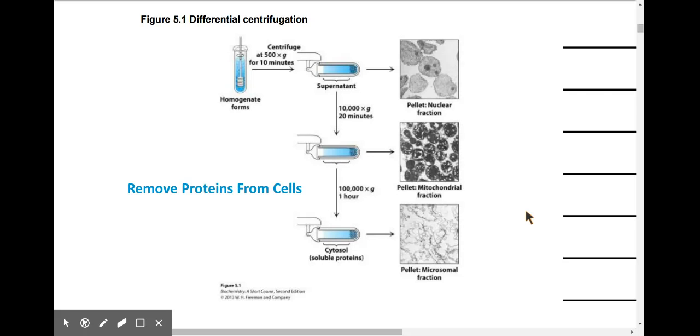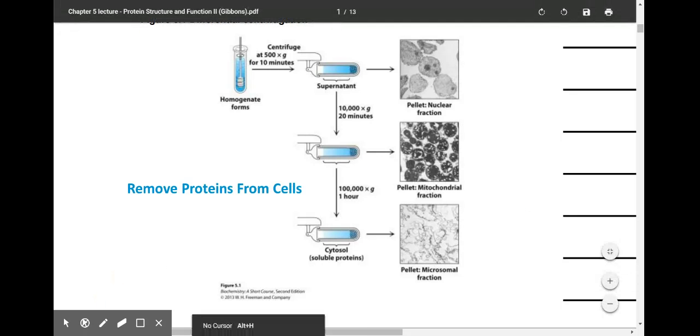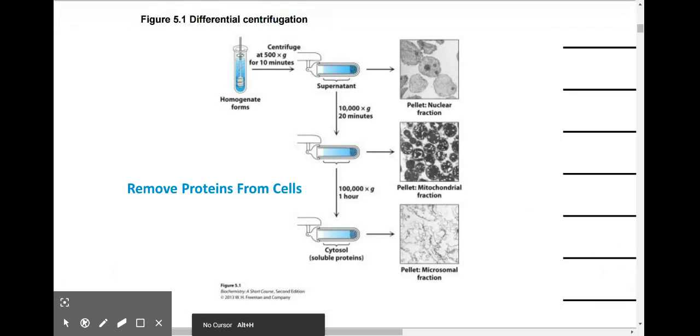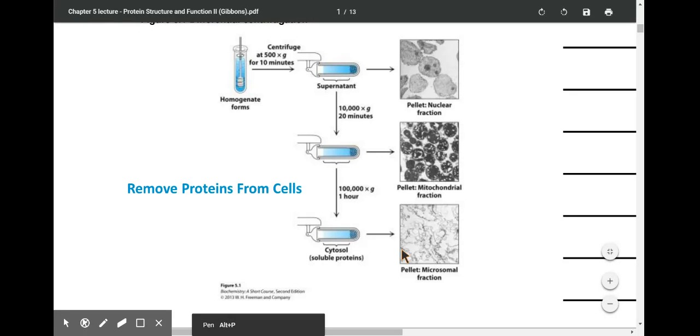After we centrifuge now at much higher, 100,000 Gs maybe for an hour, we're going to pellet out the microsomal fraction, which includes all of the ER, the endoplasmic reticulum, other cellular debris, and any membranes that are still left in the cell. And we take the supernatant, and now we have soluble proteins that we can actually start to look at in terms of our protein of interest. So we want to pull out our protein of interest.